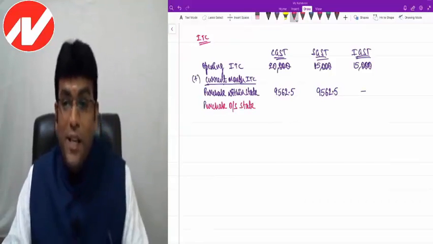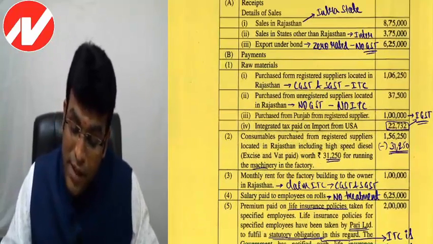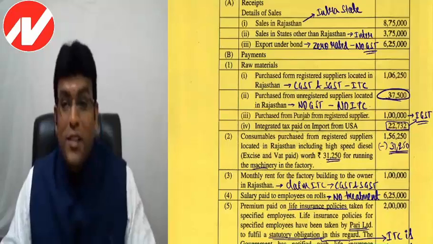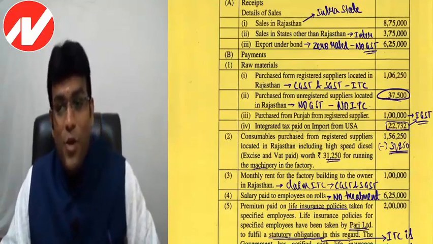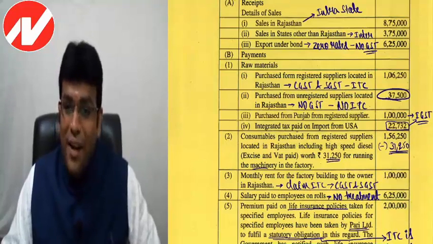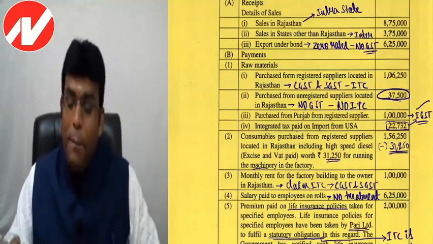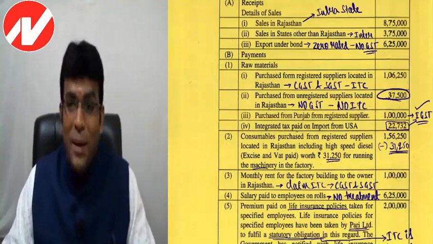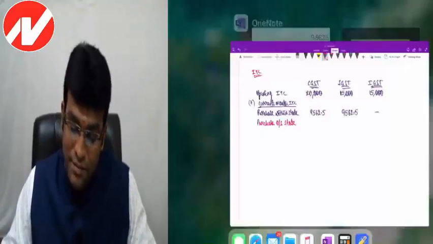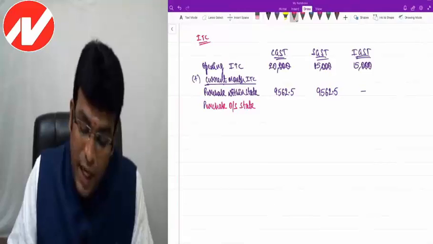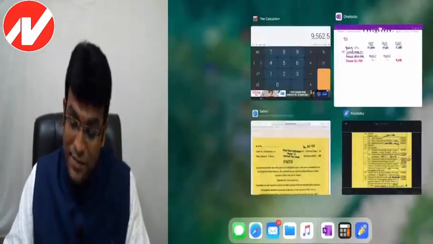Next one, purchase outside state. What is the figure? Of course, my dear friends, this 37,000 we will ignore because that is purchased from an unregistered supplier. So when you buy from an unregistered supplier, there is no question of GST at all. Then purchase from Punjab from a registered supplier, 1 lakh, on which we'll end up paying IGST at 18%. Clear friends? Purchase outside the state, 1 lakh at 18% comes to 18,000.